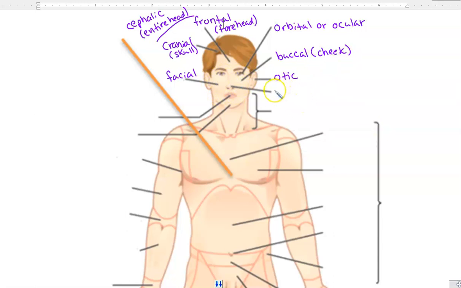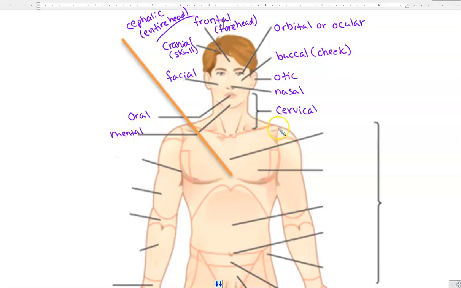Your nose is known as the nasal region. And then your neck, which is where your cervical vertebrae are, is known as your cervical region. Over here, we've got our mouth. That's known as your oral region. And then you've got your chin here, which is known as your mental region. So that gets our head.